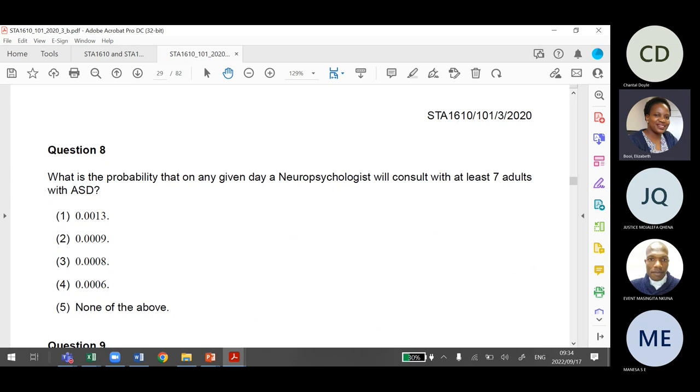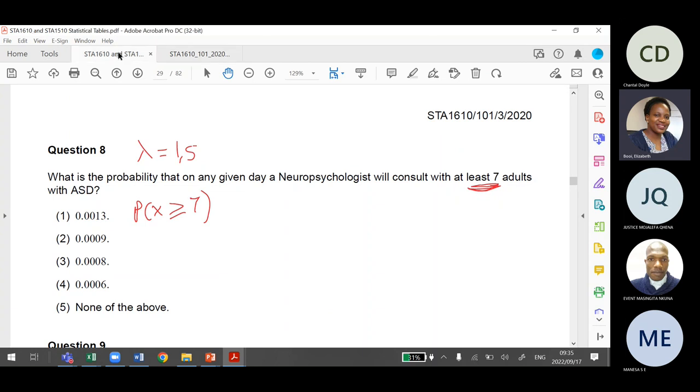So let's look at the next one. So we know that our lambda is 1.5. What is at least? You need to be able to know what is the probability that on any given day, a neuropsychologist will consult with at least 7 adults. So what is at least? Greater than or equal. So it means you need the probability that X is greater than or equal to 7.